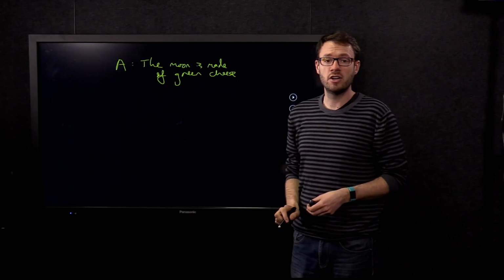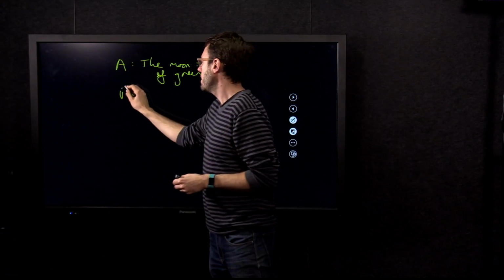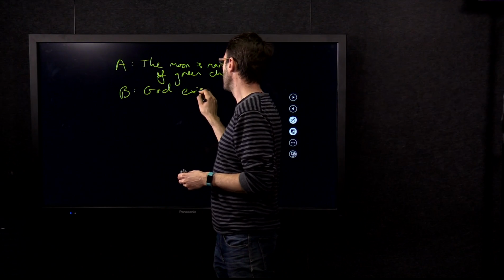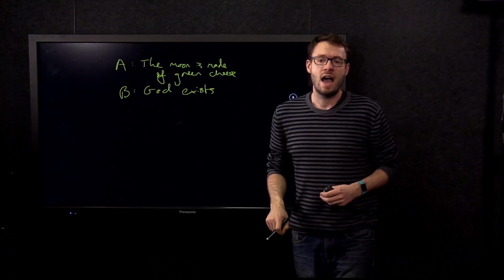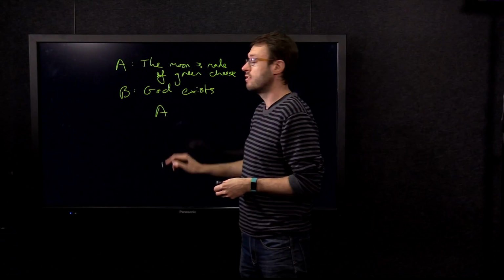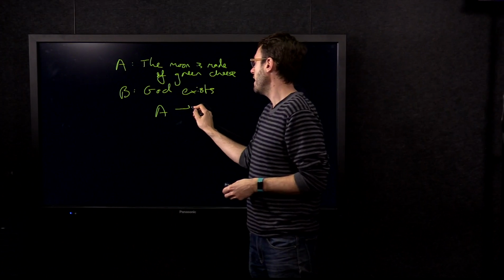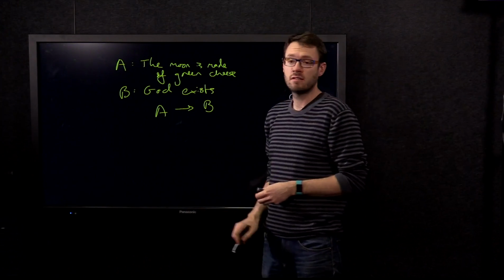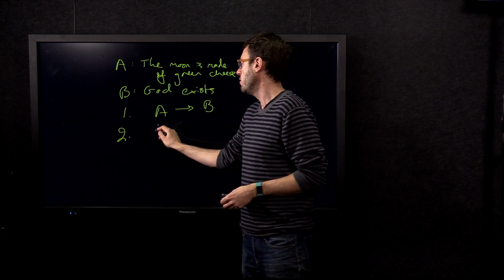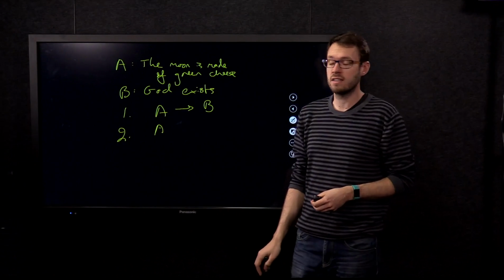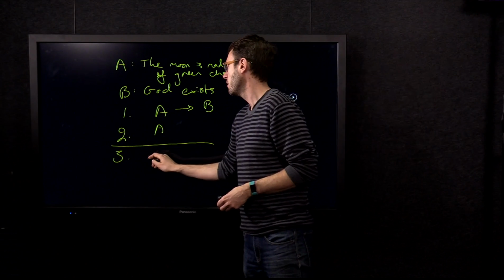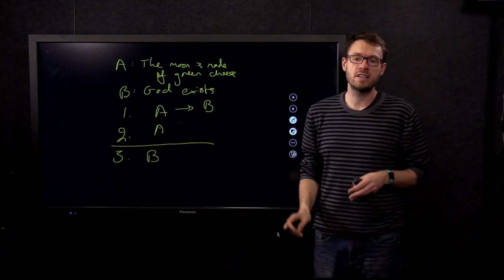Okay, so that's our first basic proposition. Our second basic proposition is that God exists. Okay, and now the structure of the argument that we're interested in is just this. If the moon is made of green cheese, then God exists. That's our first premise. The moon is made of green cheese. That's our second premise. Conclusion, God exists.